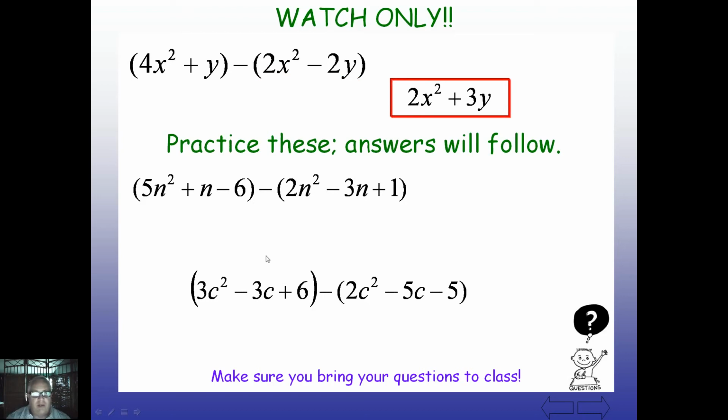Now here's a couple others. These are trinomials. It's the same thing. Just line up those like terms. Make sure that you switch to addition and change the signs inside the subtrahend. That's a fancy word for the second polynomial there. All right, give those a try, and I'll be waiting right here.